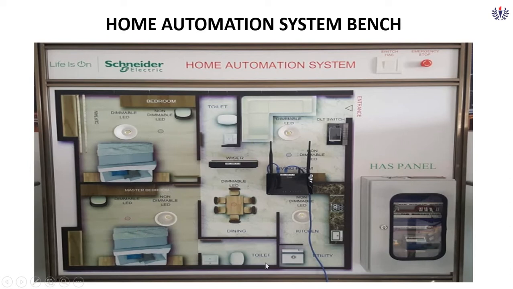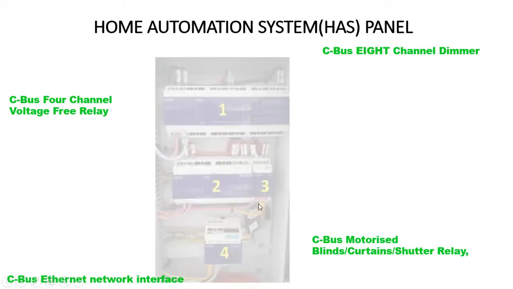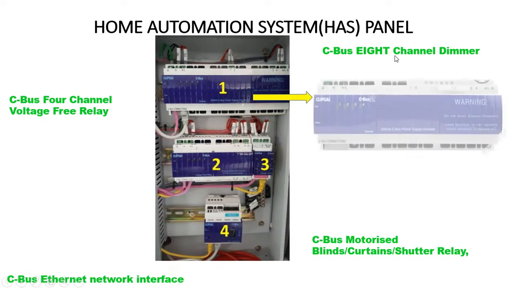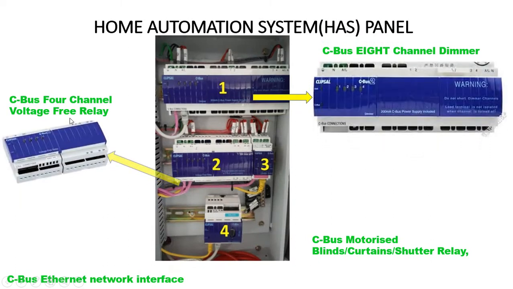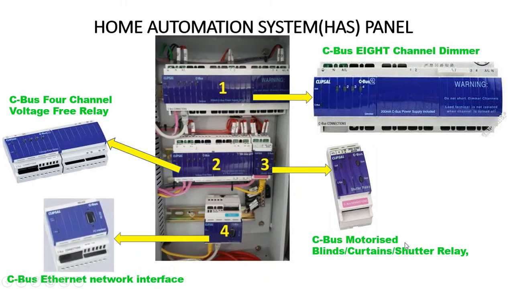And this is the HAS panel. So we can see the HAS panel in detail. The HAS panel has an 8 channel dimmer and a 4 channel voltage relay, and we have the motorized shutter control relay, and we have the Ethernet interface.